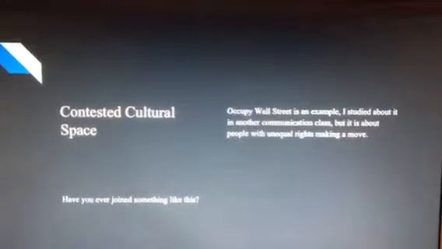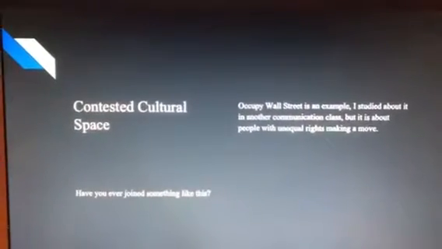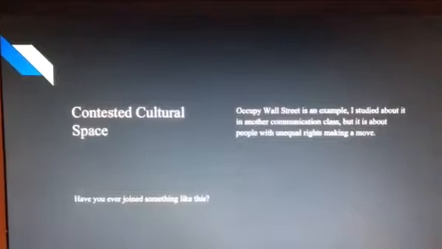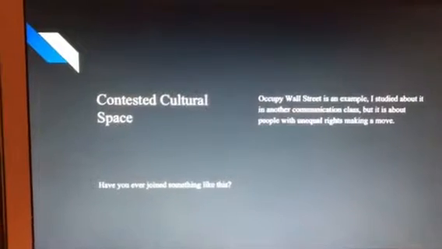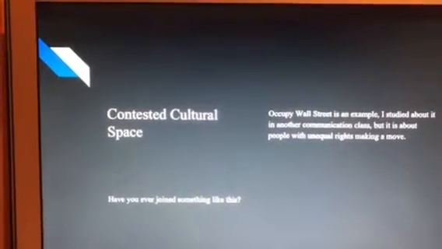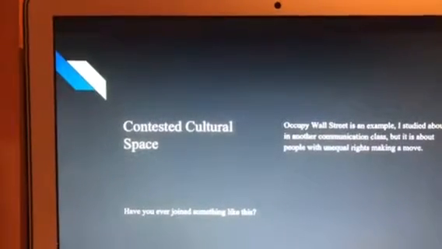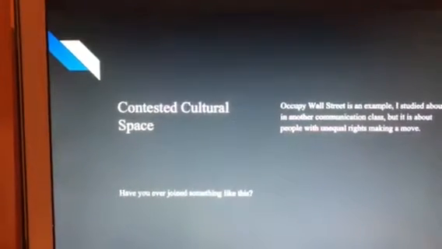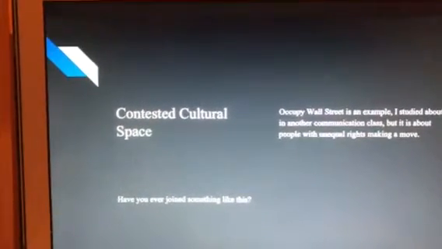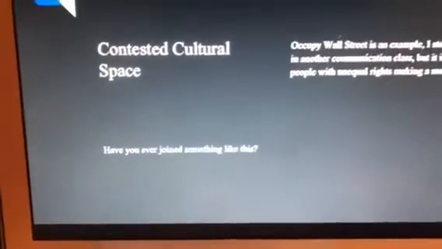Contested cultural space. An example is Occupy Wall Street, which I actually studied in another communication class. A contested cultural space is where people with unequal control and access engage in strategies to say what's on their mind. Also in the book there are a lot of examples. Have you ever joined something? Have you ever stood up for what you wanted?